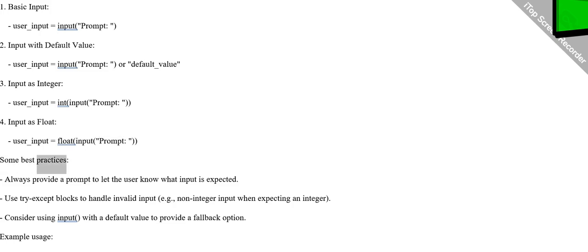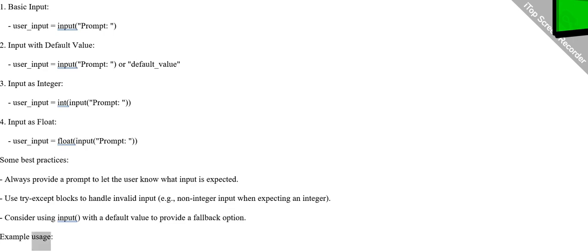Some best practices. Always provide a prompt to let the user know what input is expected. Use try-except blocks to handle invalid input, for example non-integer input when expecting an integer. Consider using input with a default value to provide a fallback option.